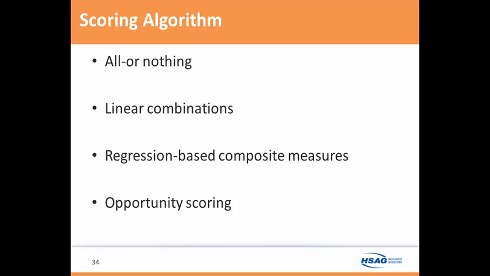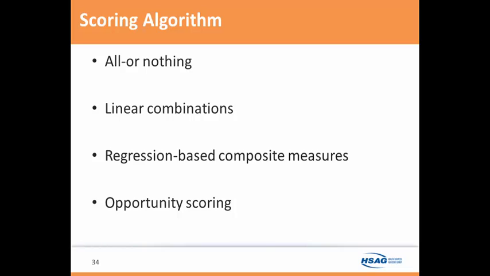Only those patients who received all the indicated processes of care are counted towards the measure. Performance is defined by the proportion of patients receiving all the specific care processes for which they were eligible, and no credit is given to patients who receive some but not all of the required items. The advantage of this type of scoring algorithm is to promote a high standard in excellence. There are also linear combinations. These can be a simple average or weighted average of individual measure scores. The advantage here is that we have the advantage of simplicity and transparency.